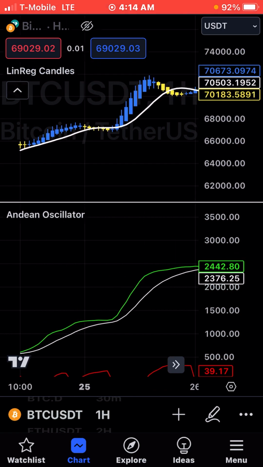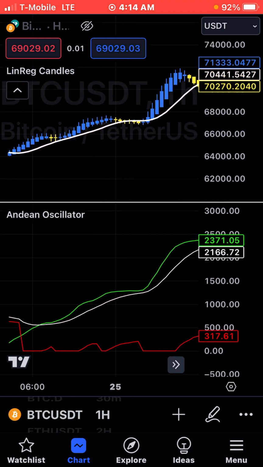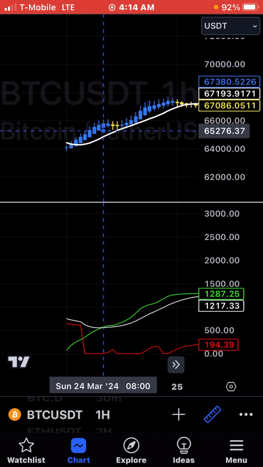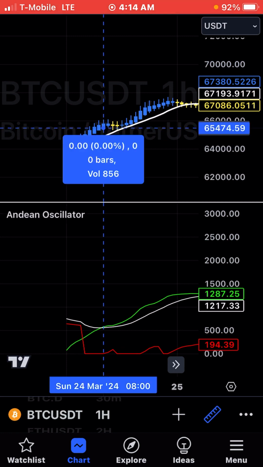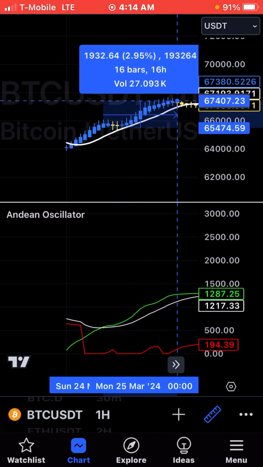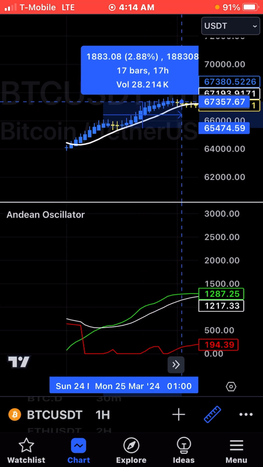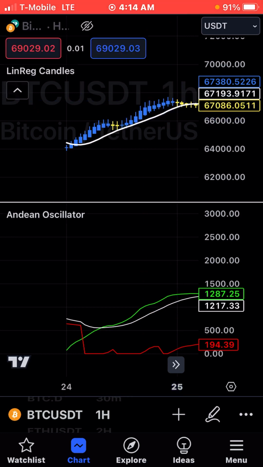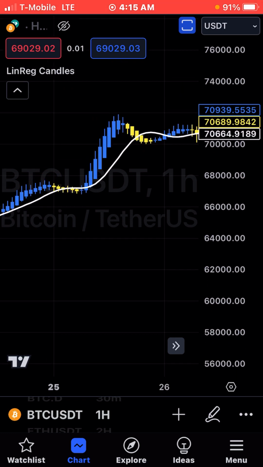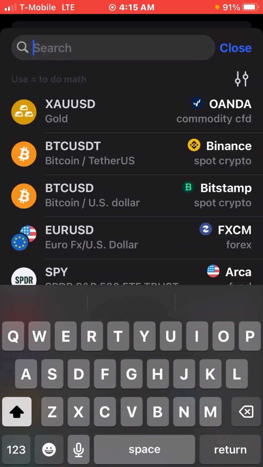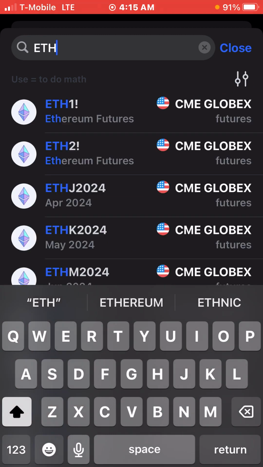Let's just do this last one right here for Bitcoin. You see it crossing up right here. You see it up on the linear line. You ride it out till it touches the linear line. This is profit right here. So let's look at a couple cryptos. Let's look at Ethereum real quick. I'll do Ethereum and maybe another one.